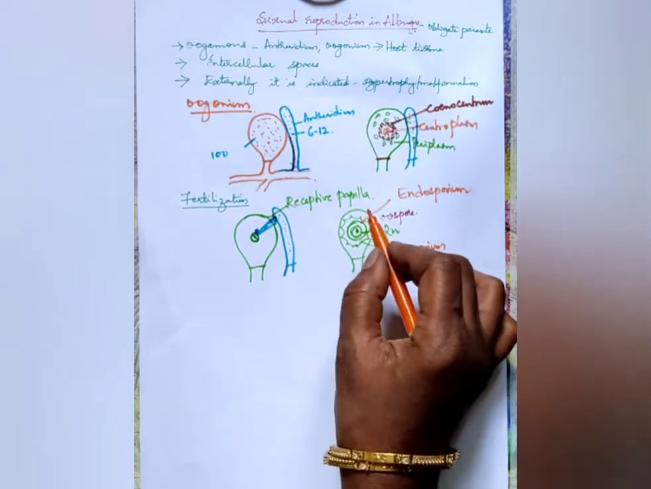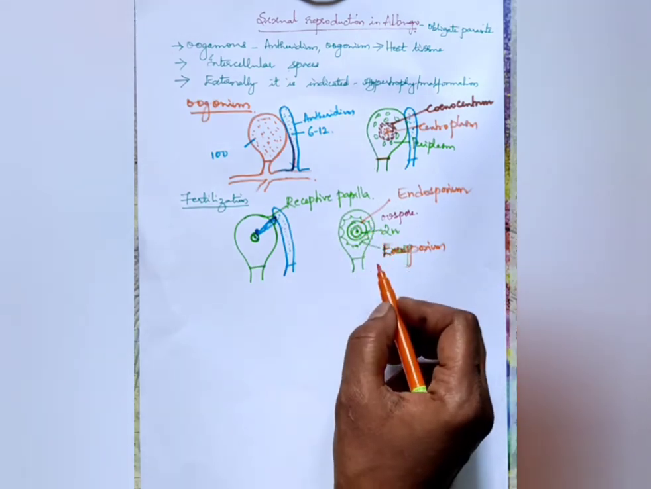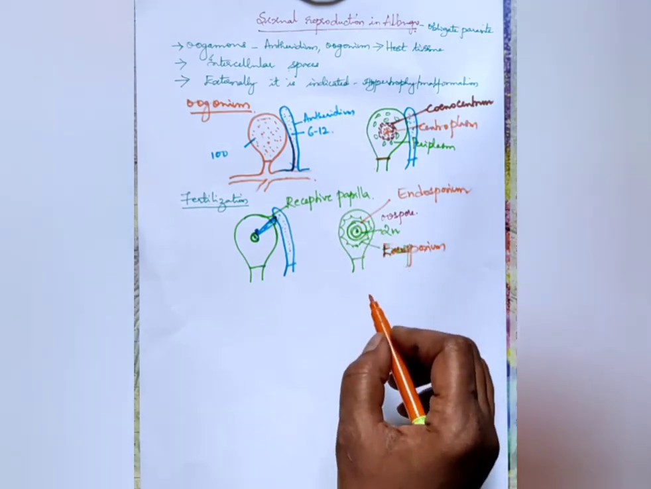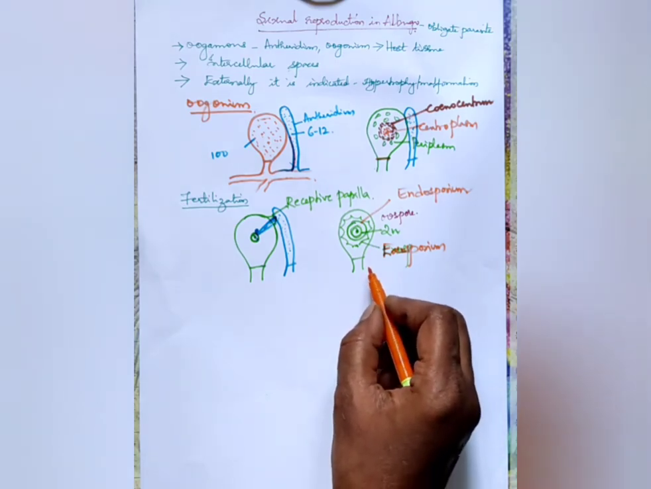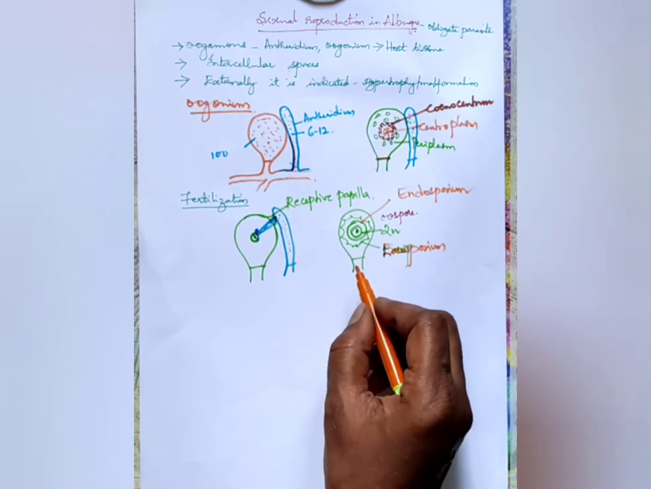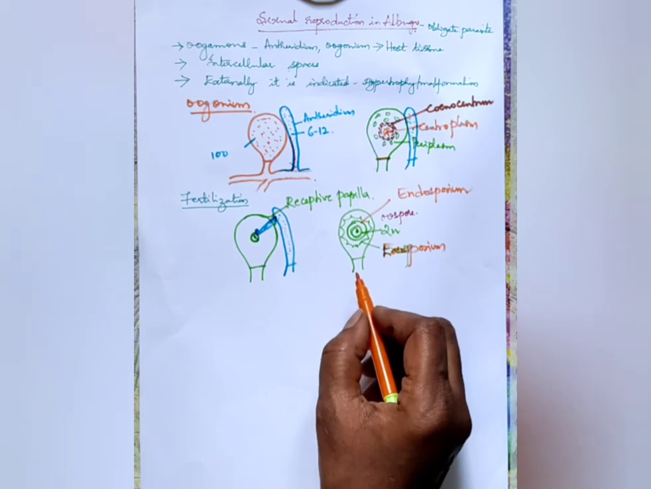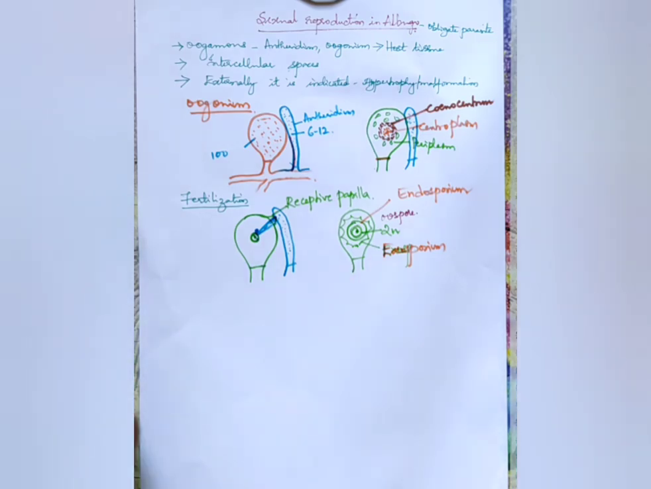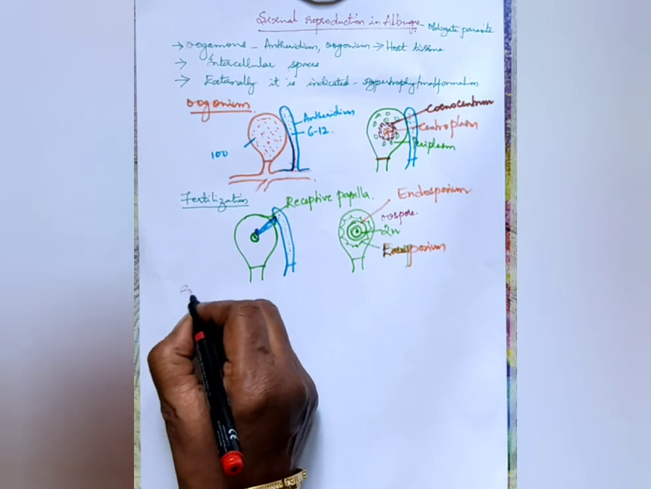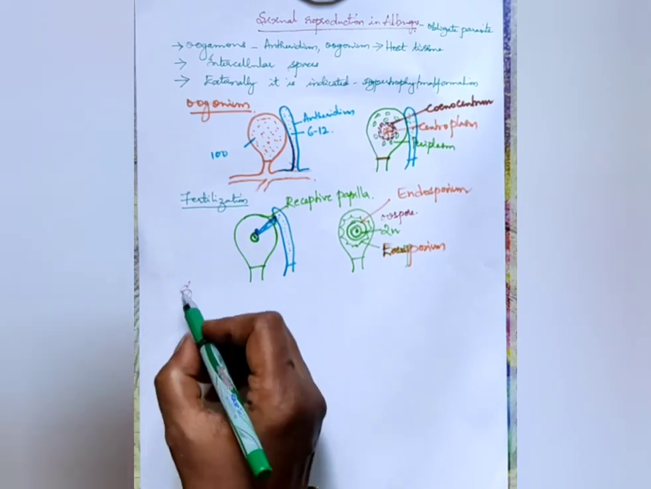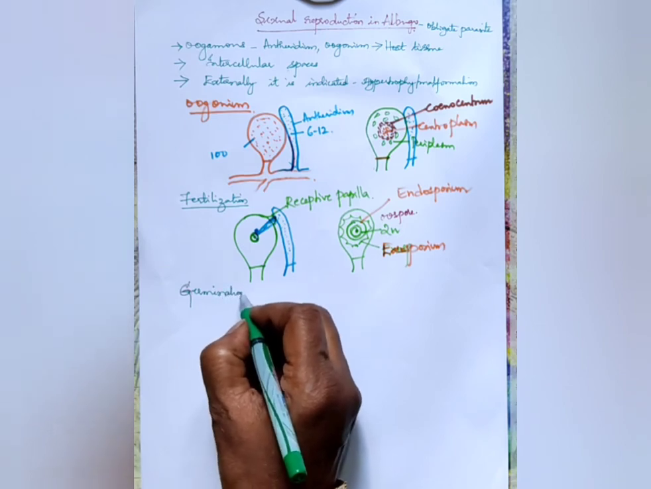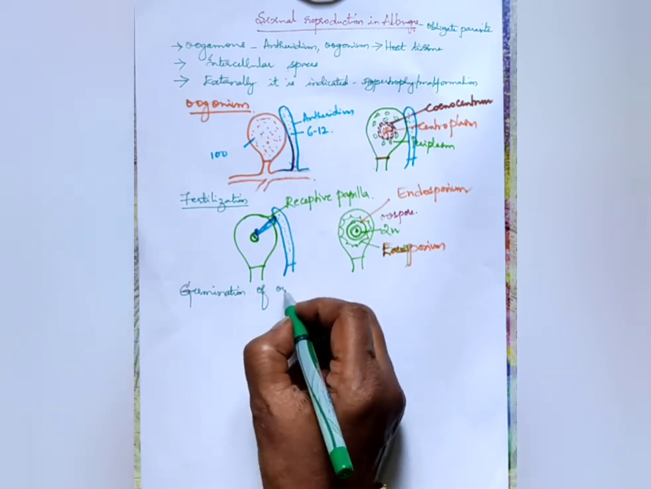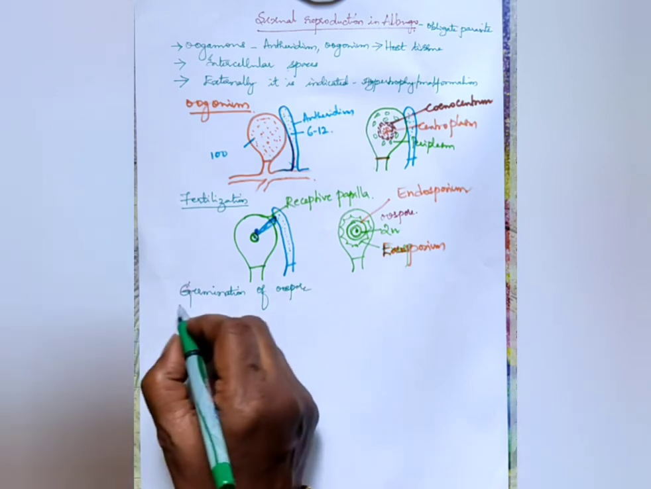All these changes take place inside the host tissue, in the intercellular spaces of the host tissue. This oospore comes out only after the death or the degeneration of the host tissue. So the next step is the germination of the oospore. How does this oospore germinate once it comes out of the host?